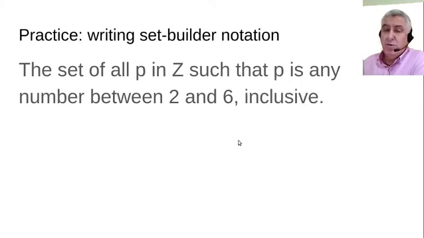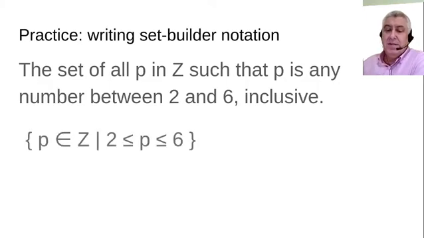All right, we've got two more practices to do. The set of all p in Z, so this is p is an integer, and you'll need to use that same notation, such that p is any number between 2 and 6 inclusive. Inclusive means it includes 2 and 6. So p can be 2 and p can be 6, and in the last one, p couldn't be 2 and p couldn't be 6. I'm going to give you a couple of minutes. Take your time, write the note, and then come back.